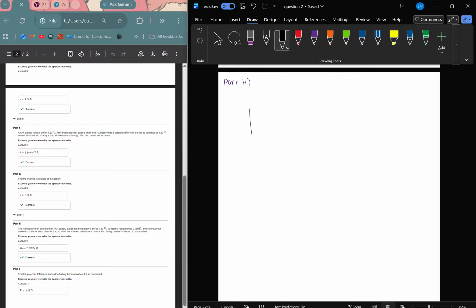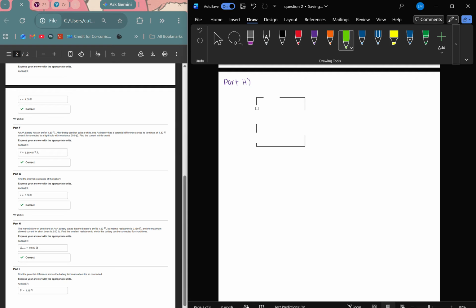So I'm going to draw the small little circuit. We know that the maximum allowed current right here is 2.00 amperes. So we're going to write that up here, the current, where I normally put my current, and then I'm going to put my electromotive force, the battery here, and then my small internal resistance, and then I'm going to put the smallest resistance to which the battery can be connected, which we don't know.